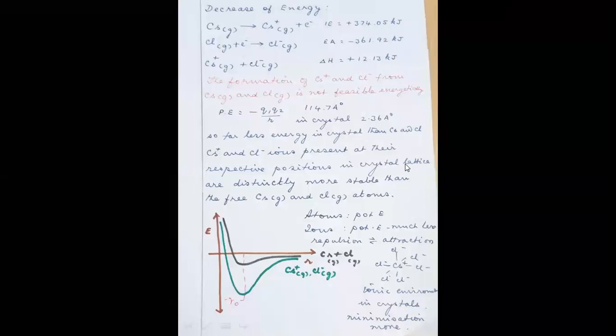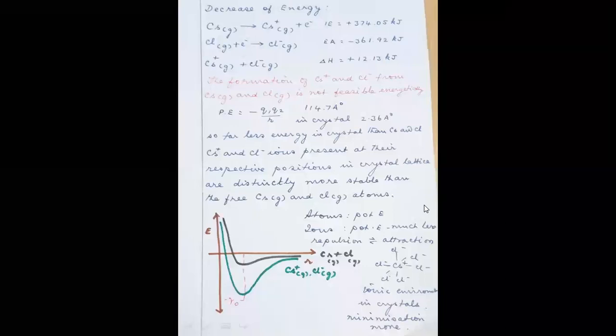In the crystal structure, the energy is much less. But Cs+ and Cl minus ions present at their respective positions in the crystal lattice are distinctly more stable than the free cesium atom and Cl atom. So this is the understanding we have. When the Cs+ ion and Cl minus ion are present in their respective positions in the crystal lattice, the potential energy possessed by these ions is much less than the potential energy that would be present if a gaseous cesium atom and a gaseous chlorine atom were put together.